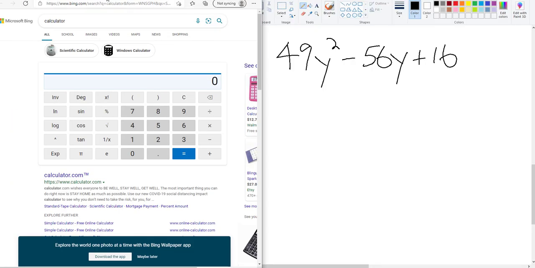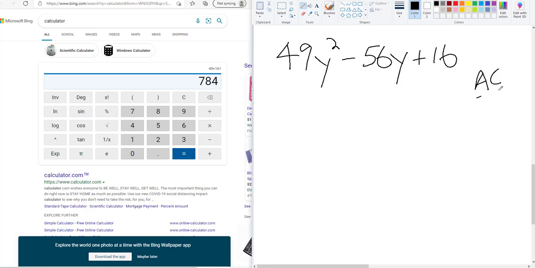Okay, so here's a calculator. And I've got to do 49 times 16. 49 times 16 is, look, that's AC this time, 784. And we can definitely do it by the AC method, and in fact I will. But before we do that, I want you to notice something.